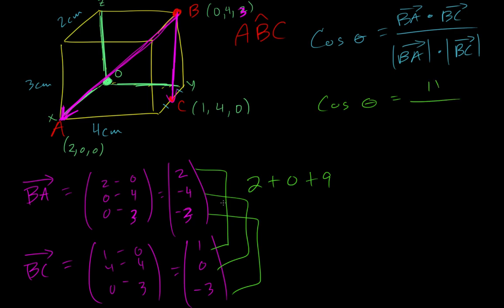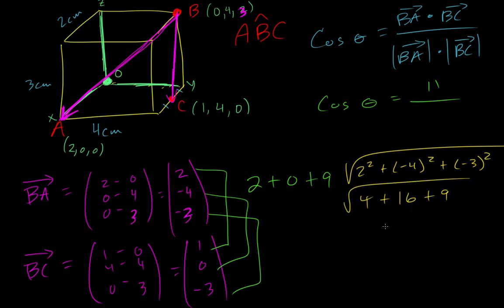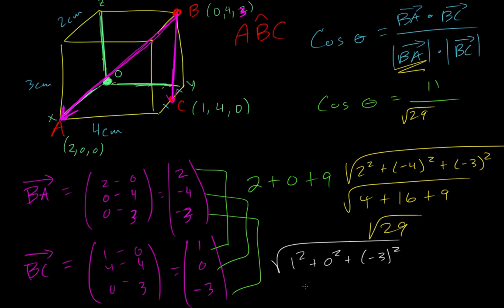Now, if we find the magnitude of this, it's going to be 2 squared, negative 4 squared, negative 3 squared, square root. 4 plus 16 plus 9, which is 29. So the square root of 29 is this one. And then over here, 1 squared plus 0 squared plus negative 3 squared, square rooted. 1 plus 0 plus 9, which is the square root of 10, which is this one, square root of 10.